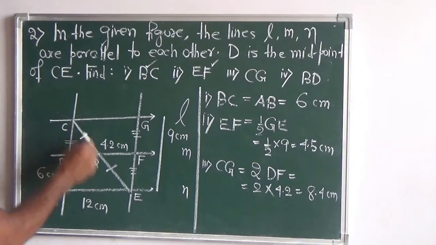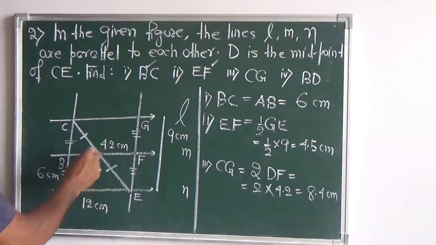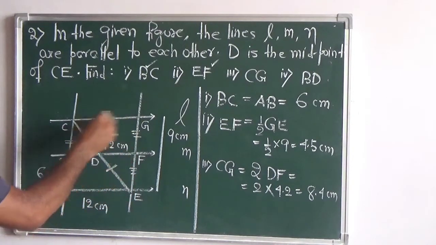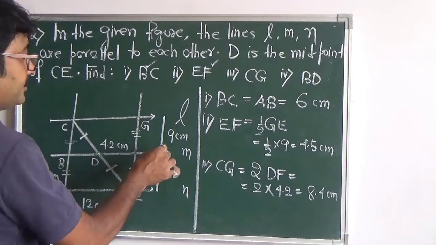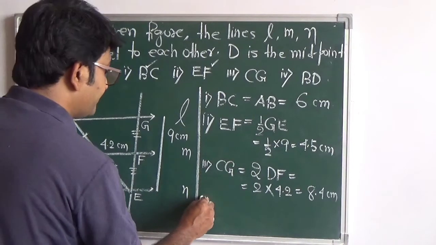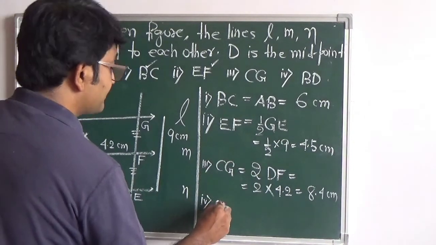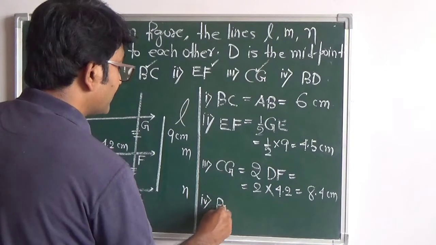D is the midpoint of CE, F is the midpoint of GE, so DF is parallel to CG and DF is half of CG, or CG we can say is double the length of DF. So CG is twice of DF, comes to 8.4. The fourth part, the last part, that is BD.